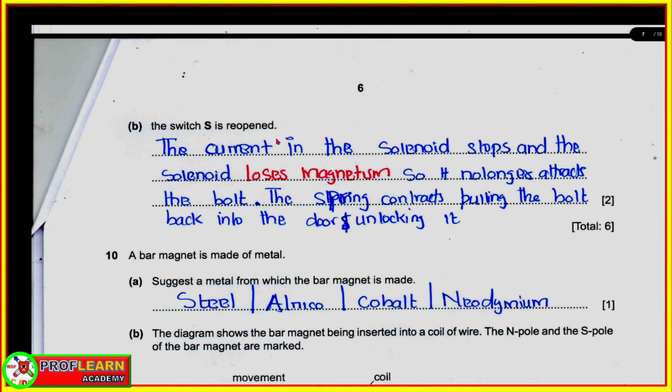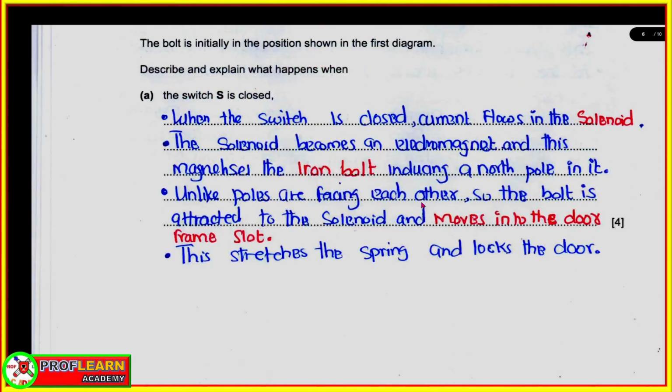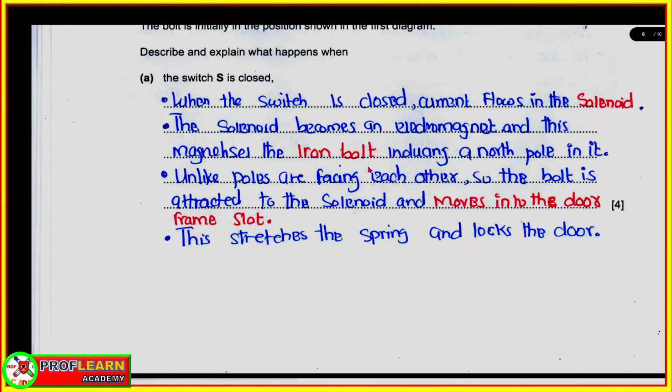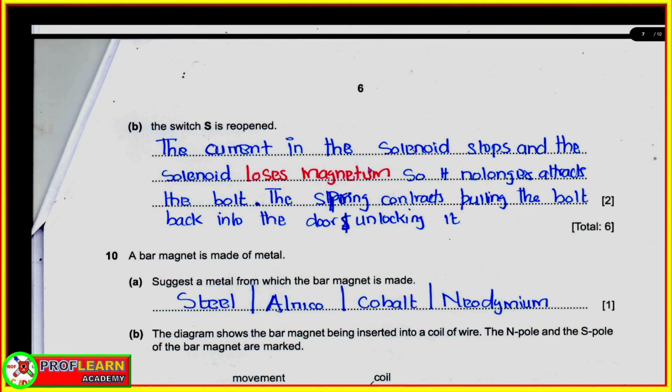So the switch is reopened, the current in the solenoid stops flowing, the solenoid loses magnetism, so it no longer attracts the bolt, and that means the spring now contracts. This spring here is going to contract and pull the bolt back, and that's going to let the door open.